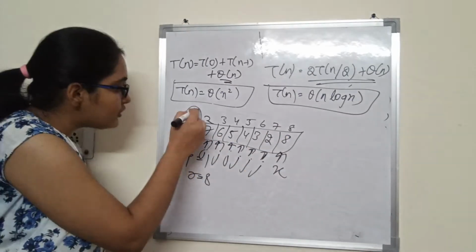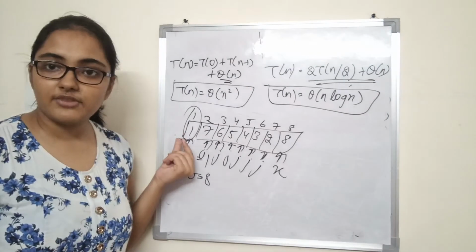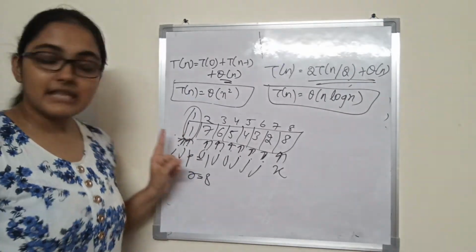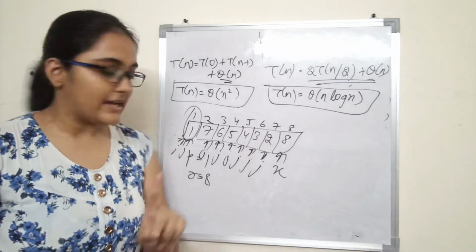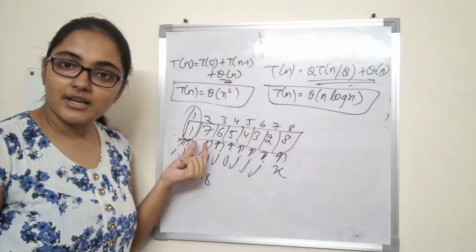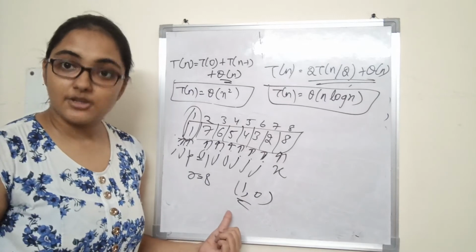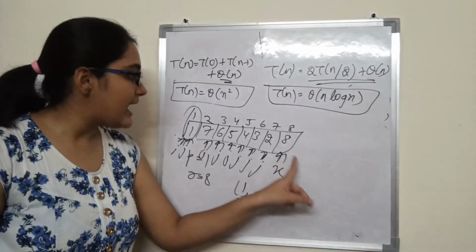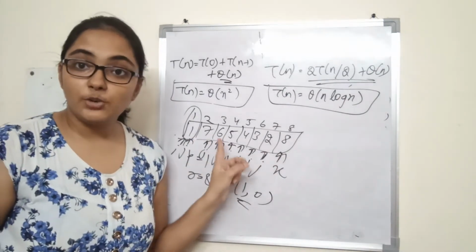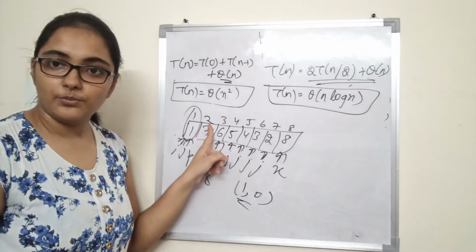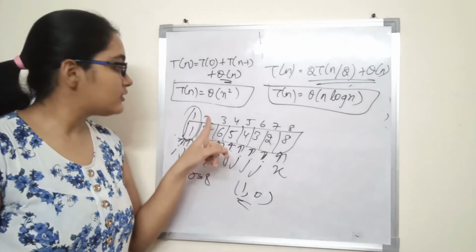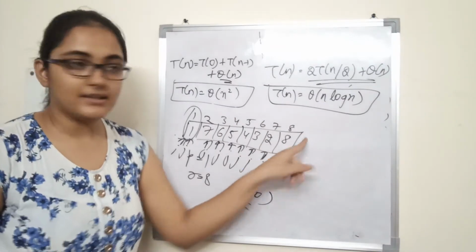Now again the partition function has produced two subarrays. One subarray was from P to Q minus 1. What is Q? Q is 1. So P to Q minus 1 will be from 1 to 0. How many elements will it contain? 0 elements. And the other subarray will contain from Q plus 1 to R. What is Q plus 1? 2. What is Q? 1. So from 2 to 8 there will be another subarray.